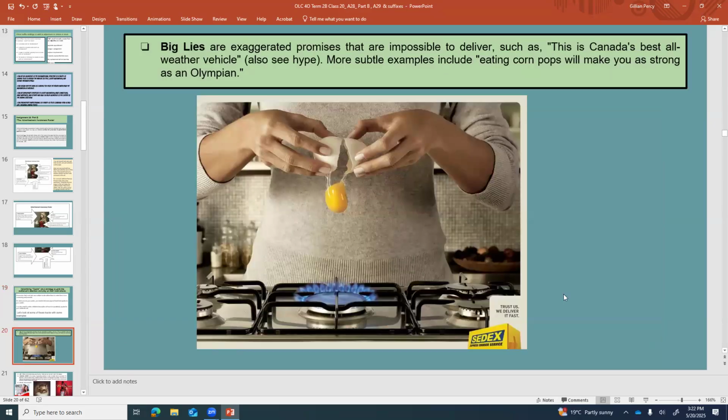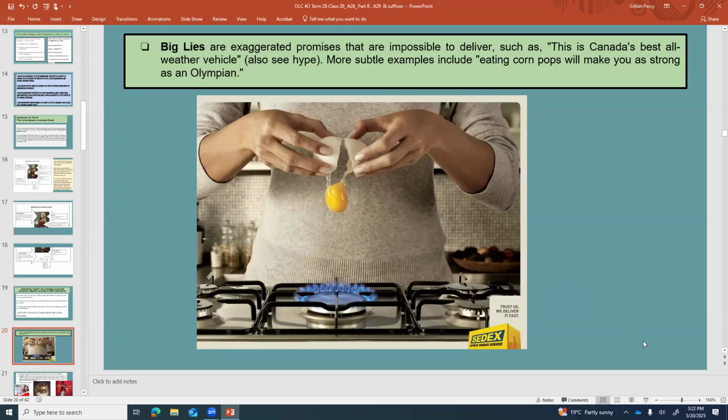Big lies, that's the name of the hook. These are exaggerated promises that are impossible to deliver, such as, this is Canada's best all-weather vehicle. That's also similar to the idea of hype. More subtle examples include things like, eating corn pops will make you as strong as an Olympian. Which Olympian? Somebody doing wrestling or a gymnast, right?